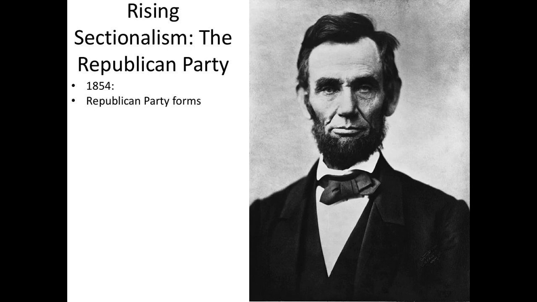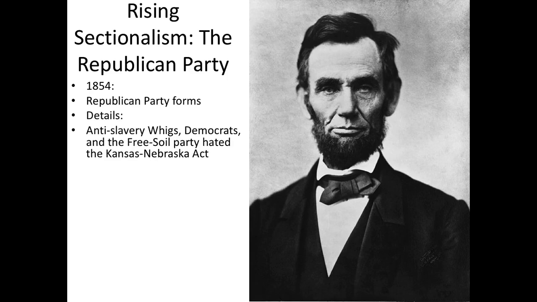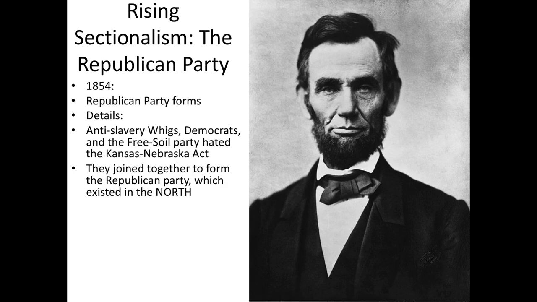So in 1854, in direct reaction to the Kansas-Nebraska Act, the Republican Party forms. Anyone that was against slavery in the North, whether they be a Whig, whether they be a Democrat, and especially the Free Soilers, they're all going to get together because they hate the Kansas-Nebraska Act and because they hate the idea of slavery expanding westward, and they are going to form a brand new political party, the Republican Party. This party is going to be popular in the North. It's also going to be popular in the West.